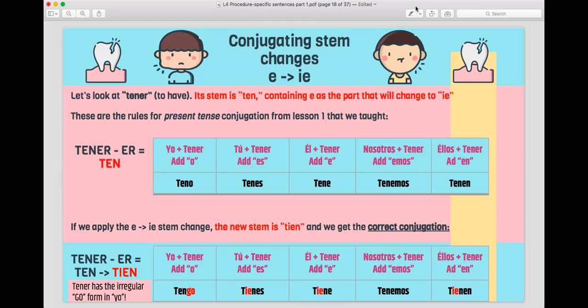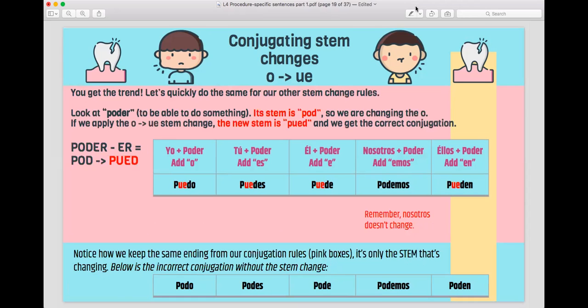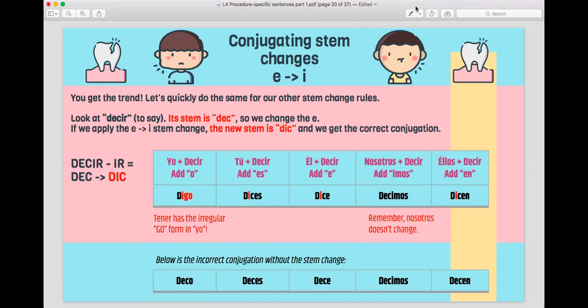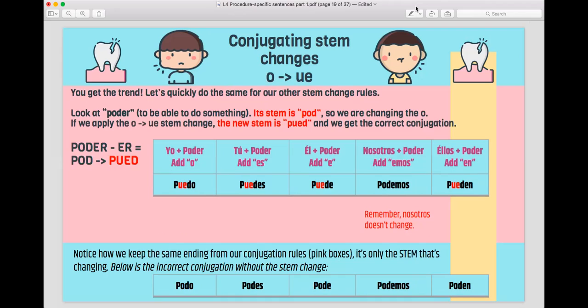We get tú tienes instead of tú tenes. And note that the endings on the conjugation are still the same. You're still adding O, S, E, emos, and N. The only thing that's going to change is the stem itself. We get él tiene, not él tene. Nosotros, if you remember, does not change with the stem, so we still get tenemos. And then lastly, we get ellos tienen, not ellos tenen. The same rules apply for each of our other stem changes, O to UE and E to I.